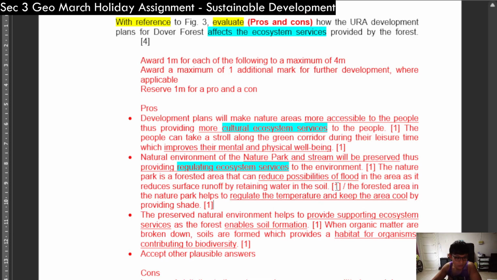Next point, the preserved natural environment can help to provide supporting ecosystem services as well, right? So it provides shade for animals, and an area for soil formation. The forest actually enables soil formation and helps the soil to be healthy, because when organic matter is broken down, soil is formed and it provides a habitat for organisms, contributing to the biodiversity of the area as well. So these are just 3 examples of the good things for the ecosystem services.